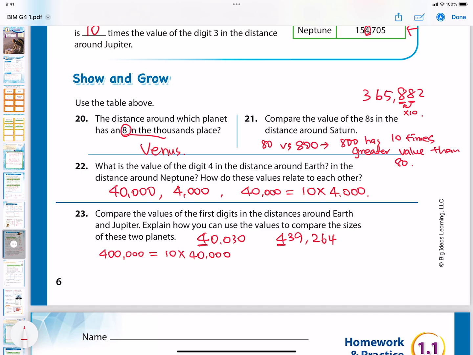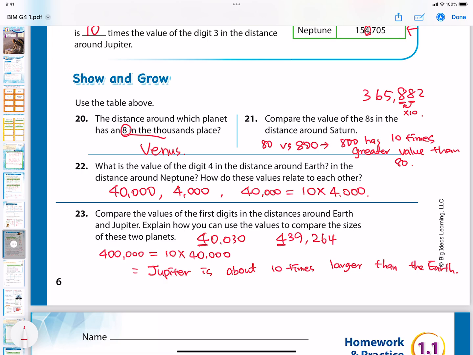And that means Jupiter is about 10 times larger than the Earth. Okay, all right, that's it.